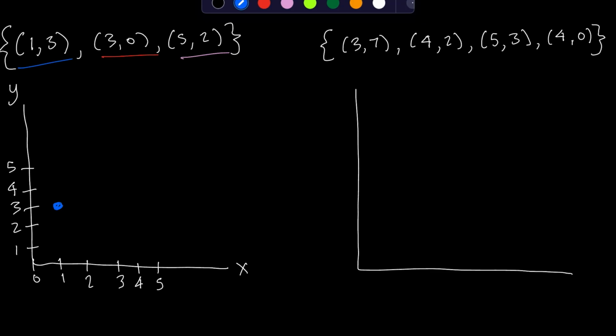And then our next one, for our red underline, we have the point 3, 0. So the x value is 3, because recall it goes x, y. So our x value is 3, and our y value is 0. So it'll be right there. Last but not least, we have 5, 2. So our x value is 5, and our y value is 2, so it'll be just about there.